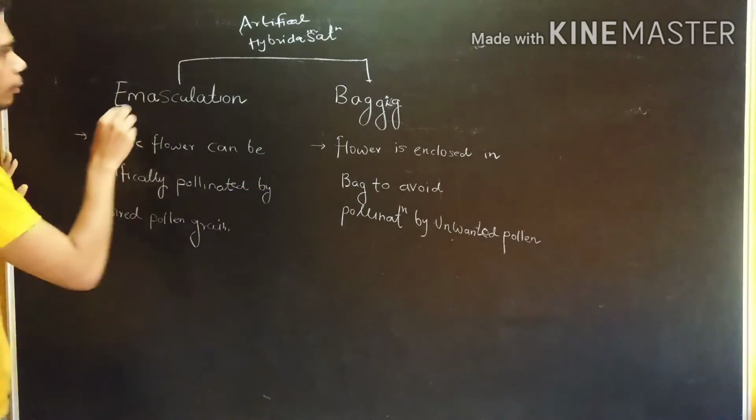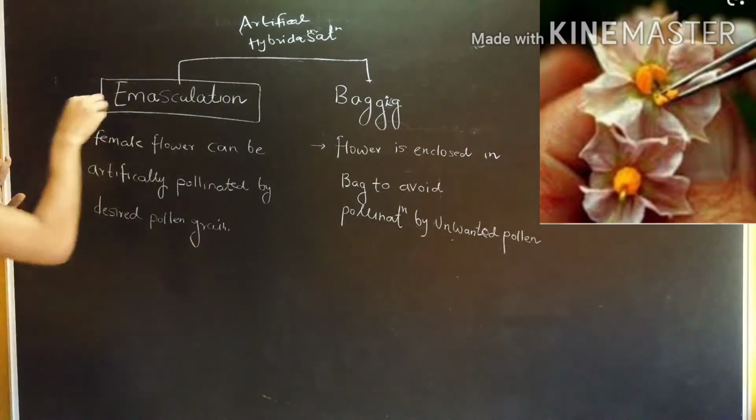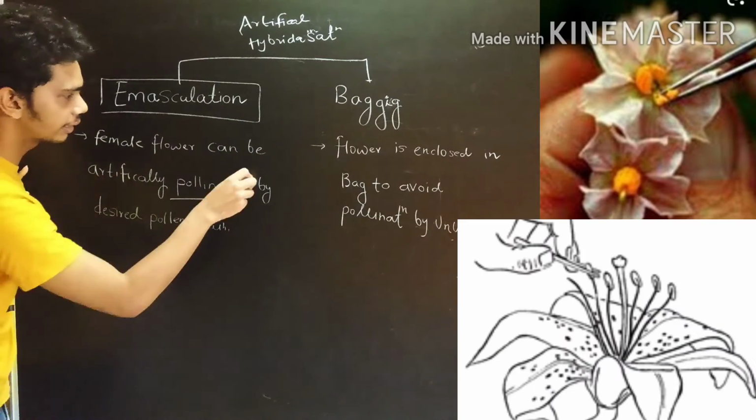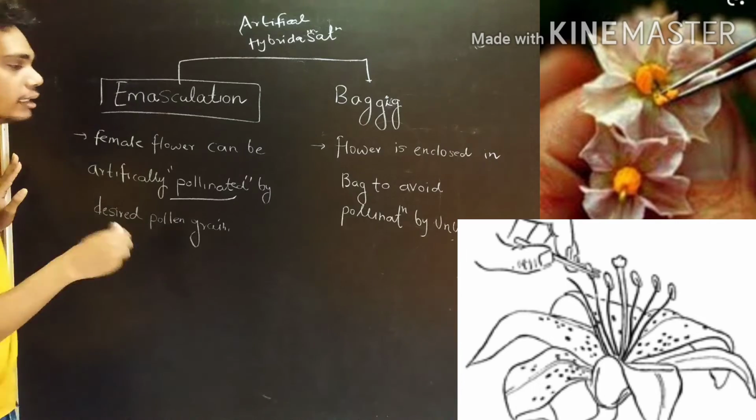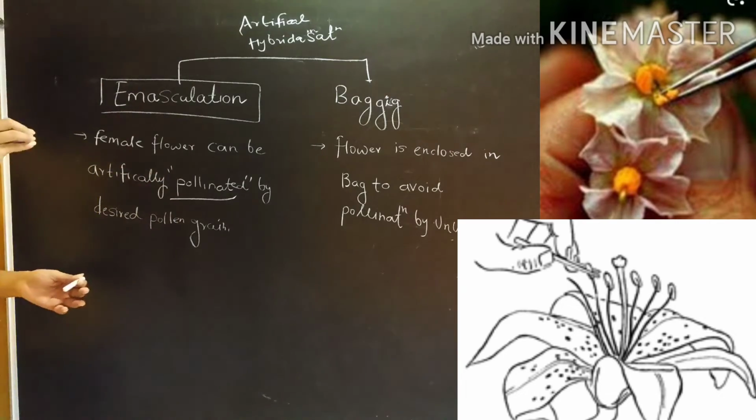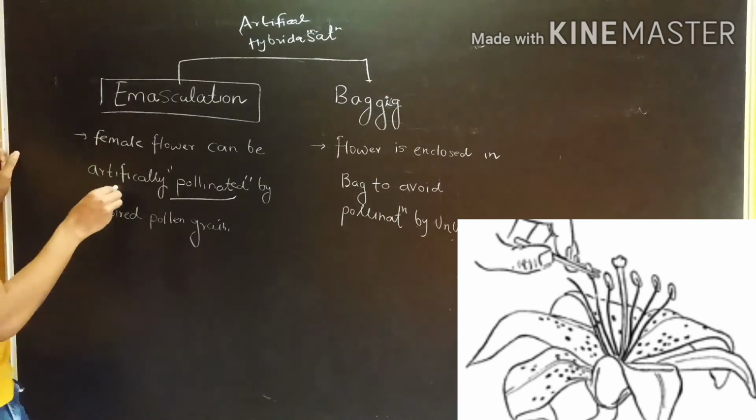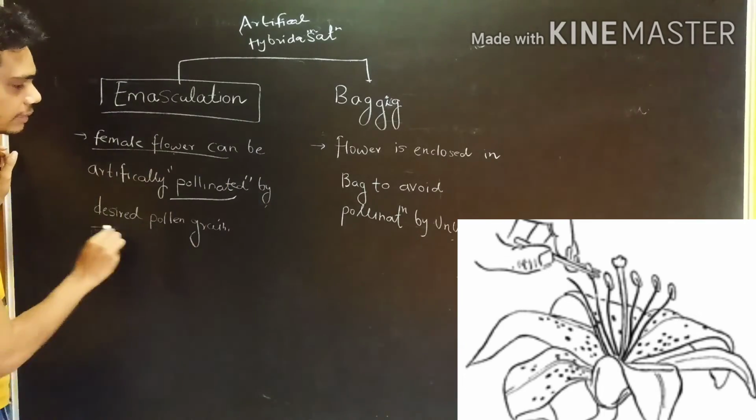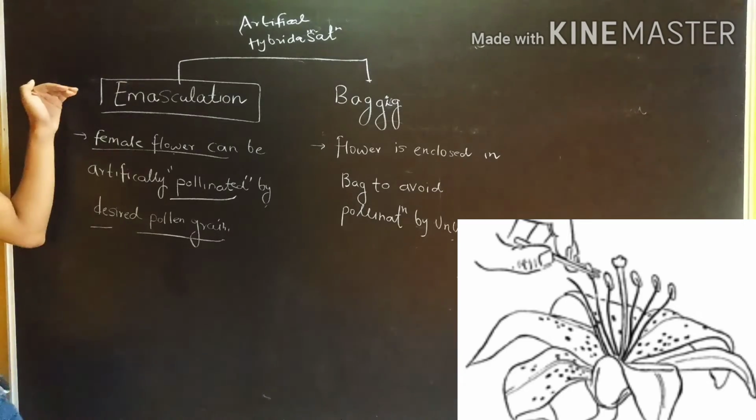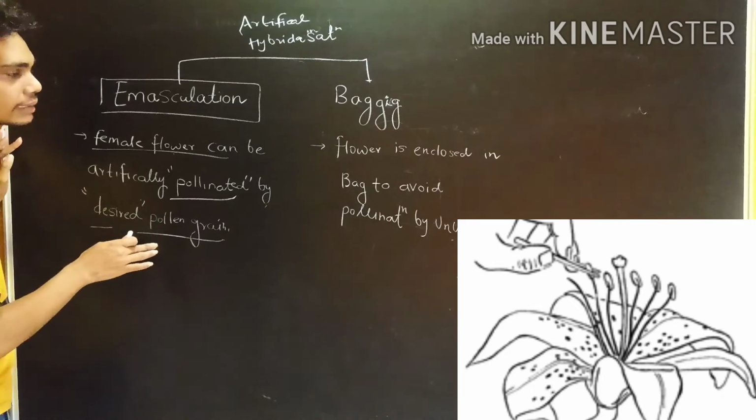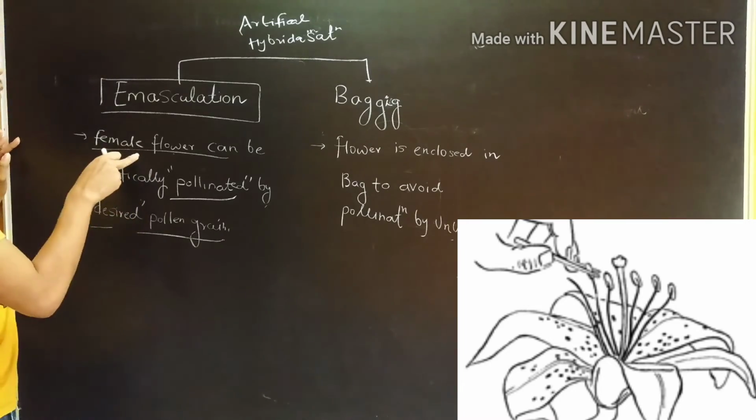Okay, so when you talk about emasculation, what does that mean? A female flower can be artificially pollinated. So can I say it's done by hand, wherever the desired pollen grains are there? By artificial means they are transferred to the female flower, with only the desired pollen grains. So in the emasculation method, only the desired pollen grains are allowed to transfer to the female flower.